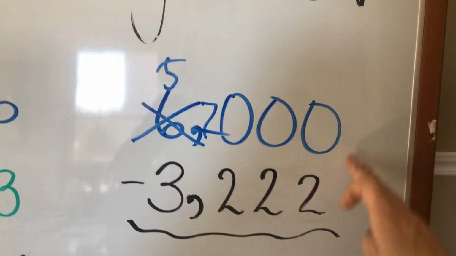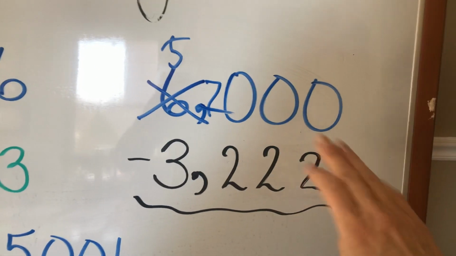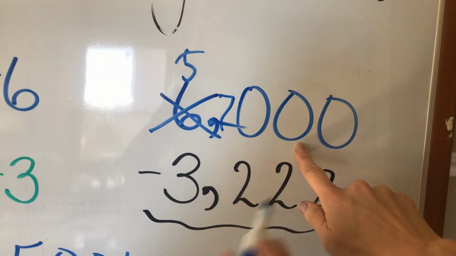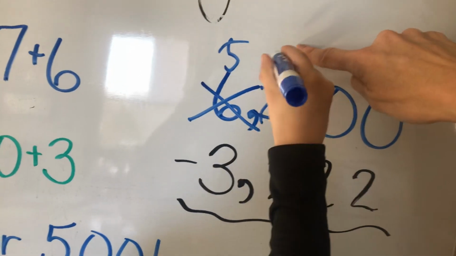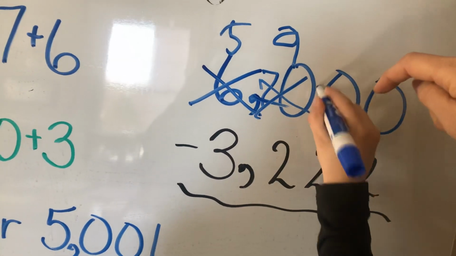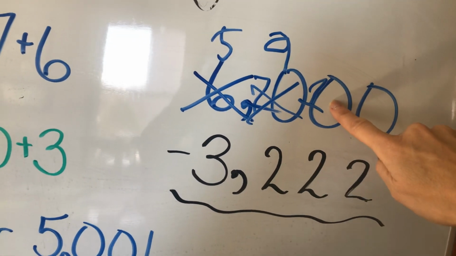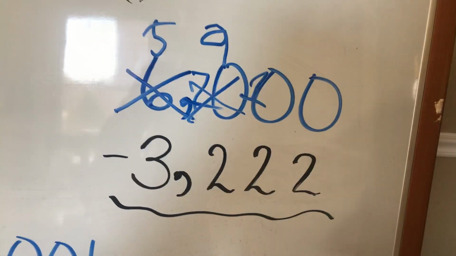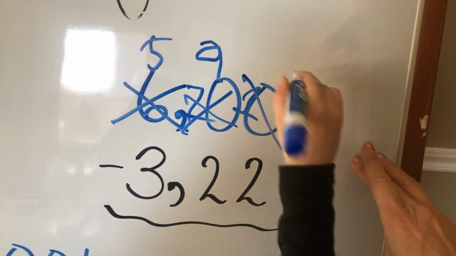Can I take 0 away from 2? And we all say no. But can I borrow from here? Yes. I cross out the 10 and I'm left with 9. Now 10, and that minus becomes 2. Now I have to start over again because we always start from the ones place.